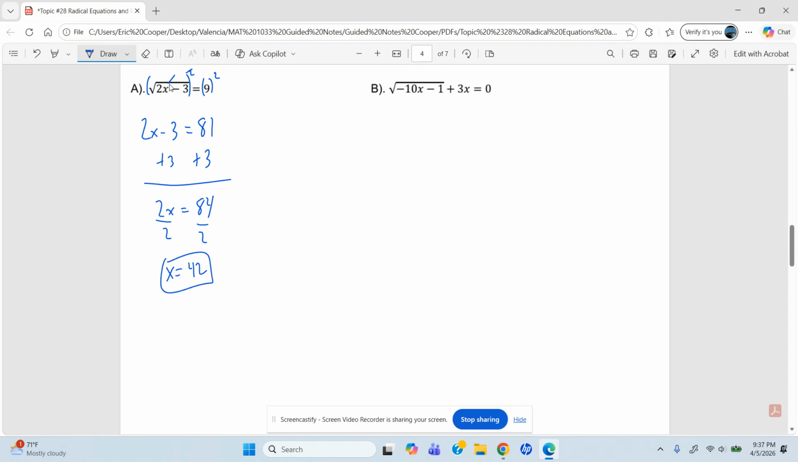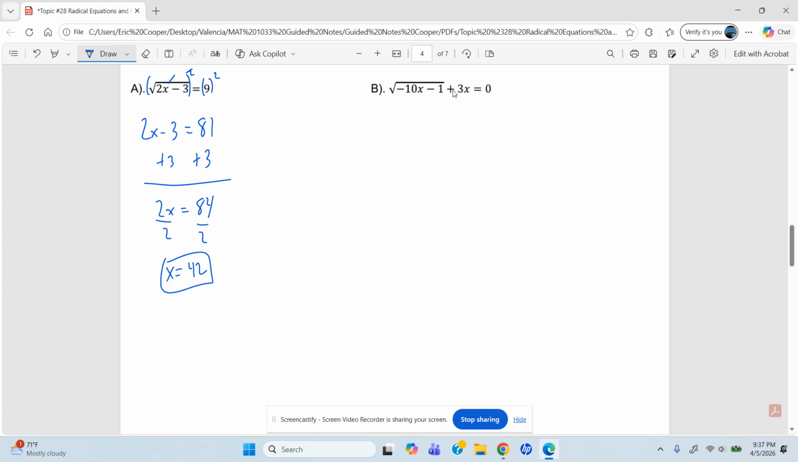We want to go back and check and make sure that this will work. If I plug 42 back into here, 42 times 2 is 84, minus 3 is 81, and the square root of 81 does give us 9. So this is an equation that works.